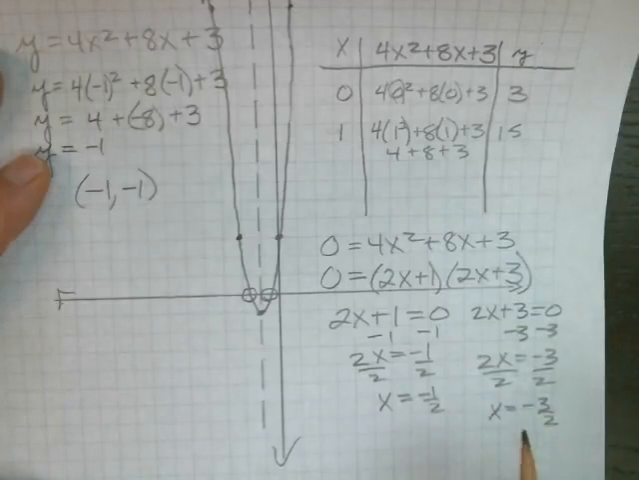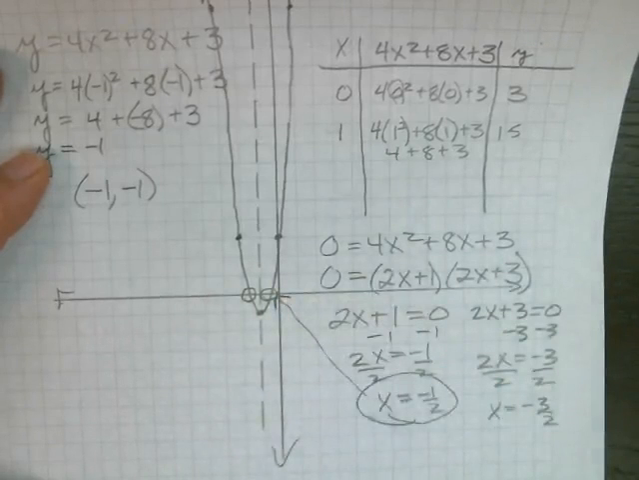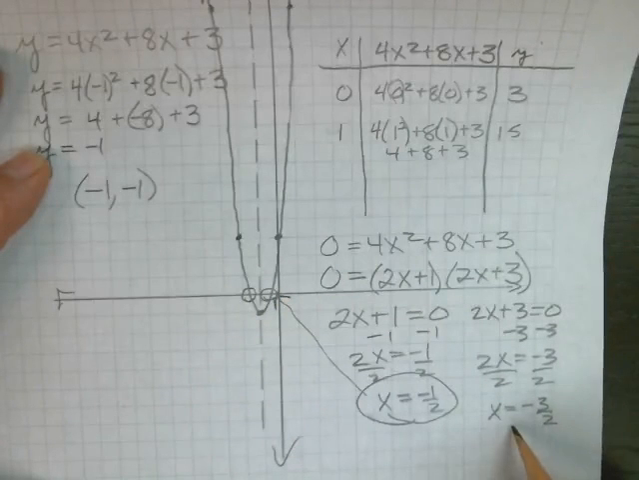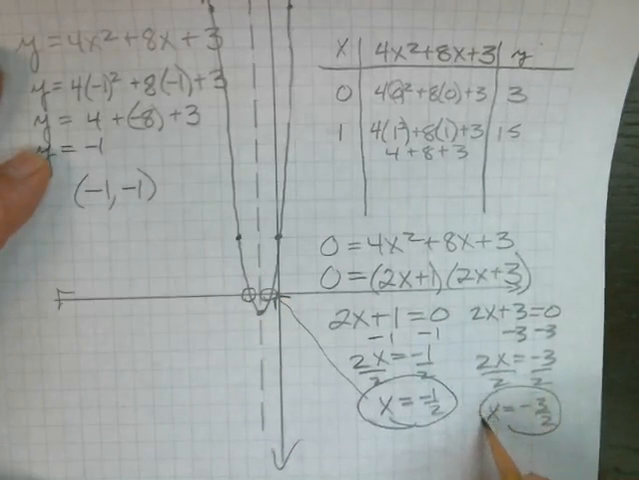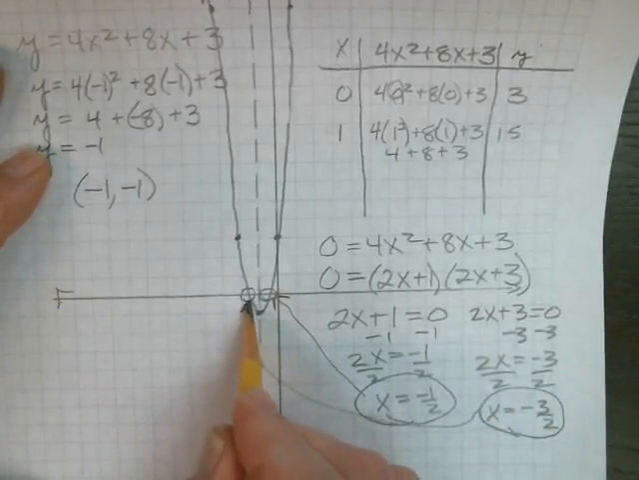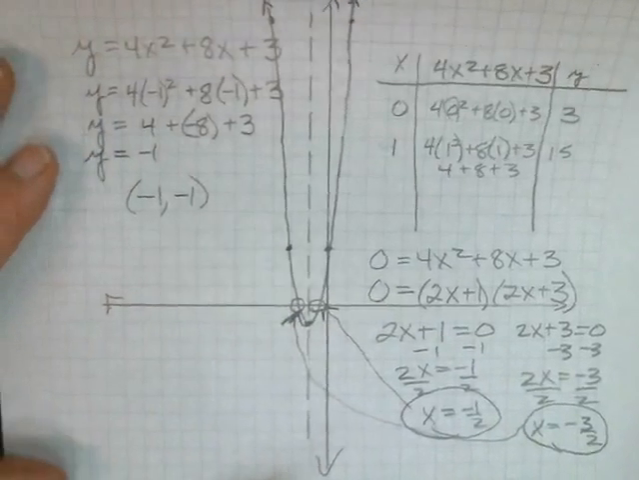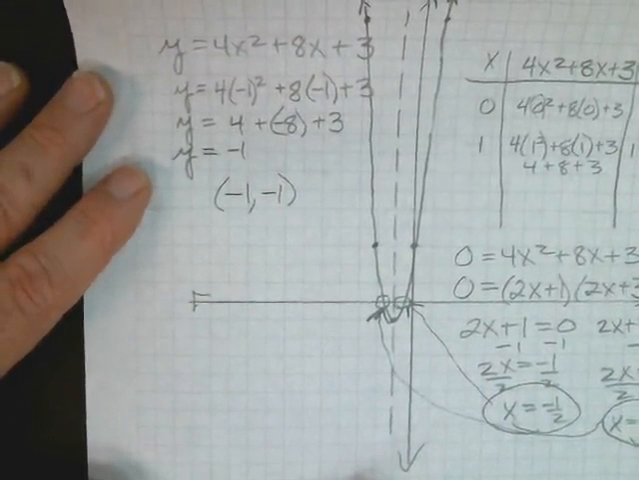Well, if you look here, this is where x is equal to negative 1 half. It's the x-intercept, or the root. And then the other x-intercept, or the root, is over here, and that indeed looks like it is negative 3 halves, or negative 1.5.